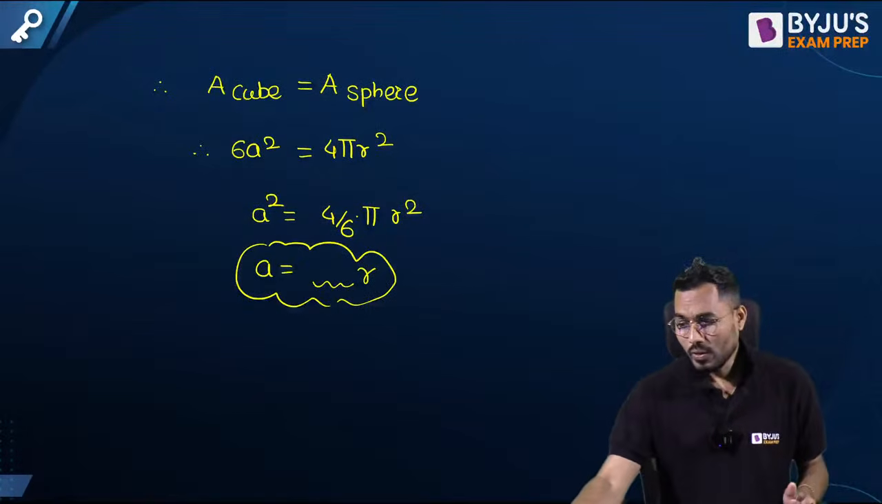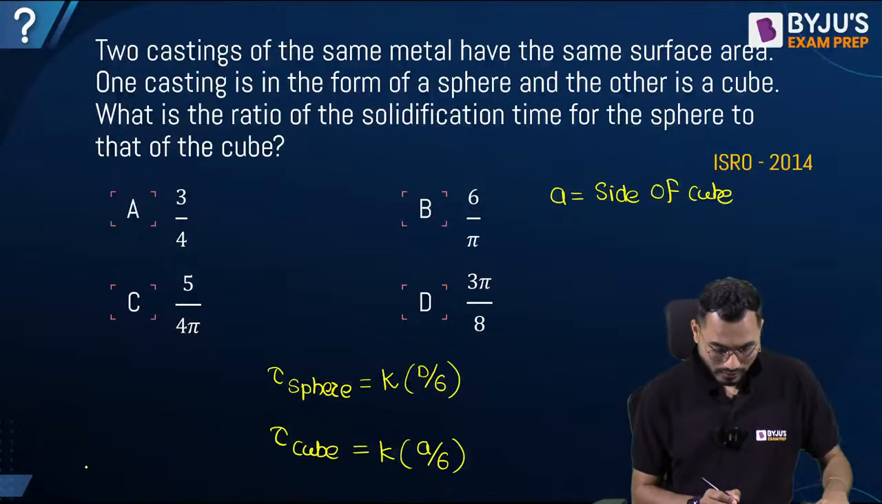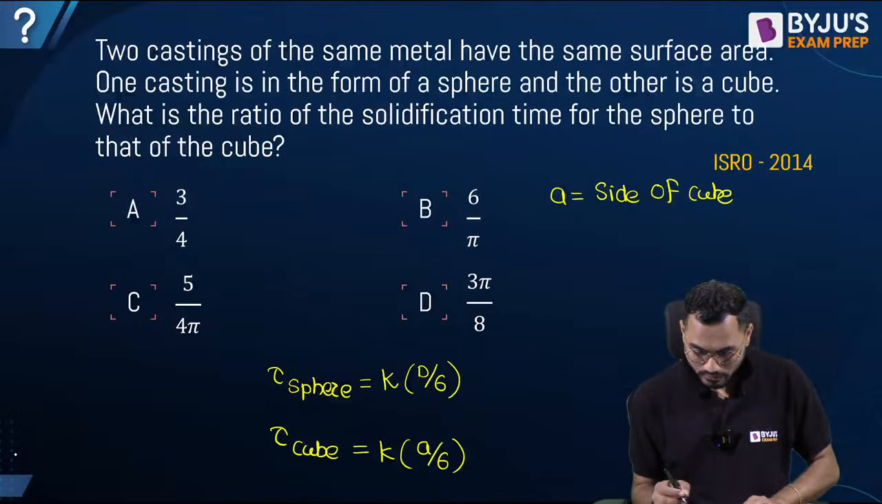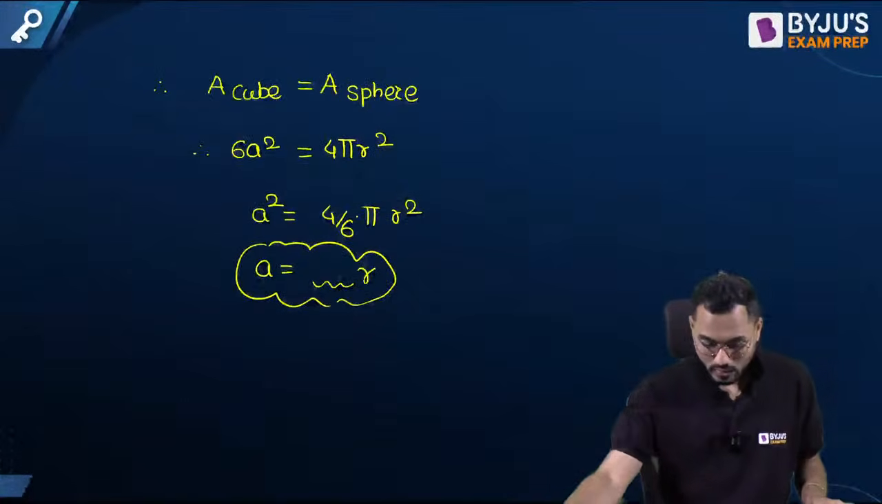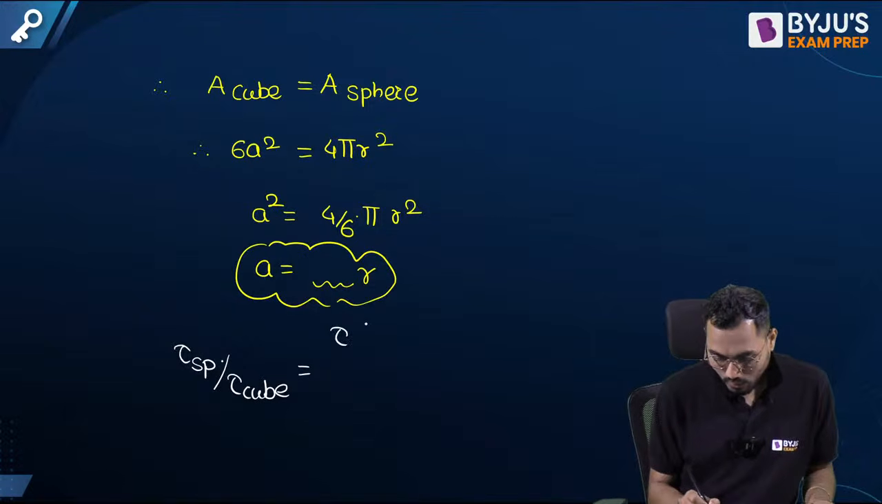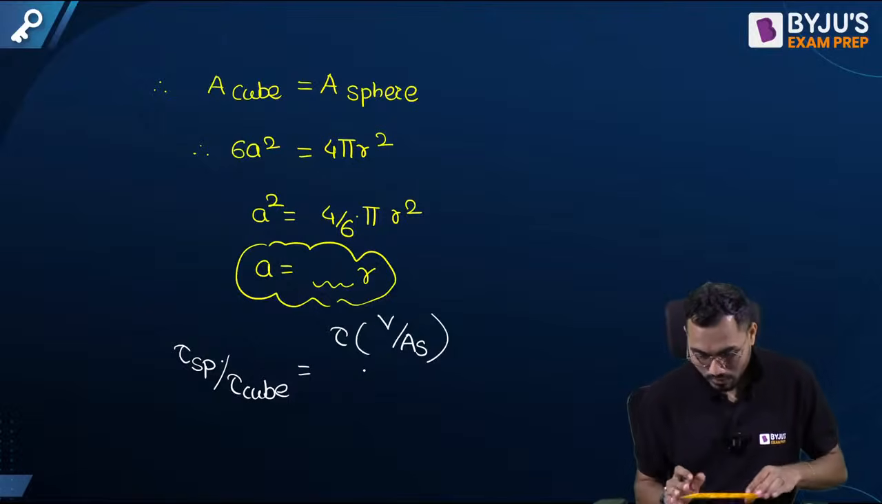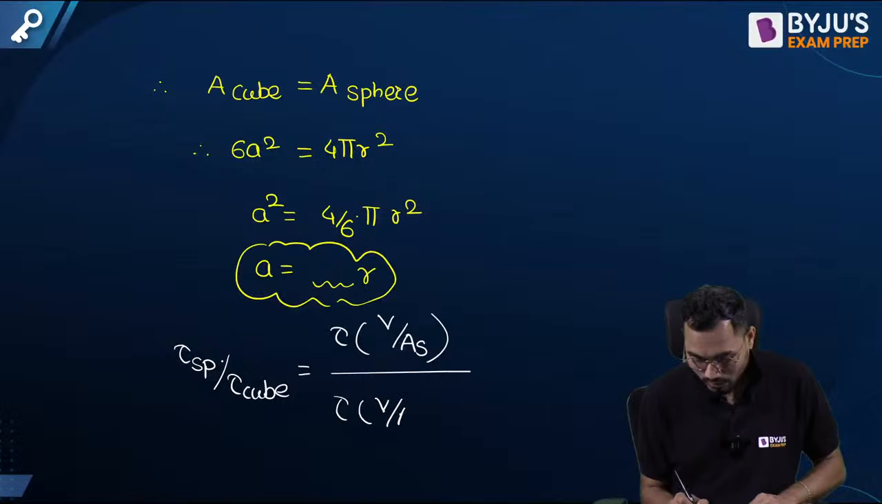And whenever we get that value, I have to take a ratio, the sphere to the cube. When I take a ratio, I cannot use it like that; I have to cancel. So the solidification time of the sphere to the solidification time of the cube is exactly equal to volume divided by surface area for the sphere, divided by tau into volume divided by surface area for the cube.